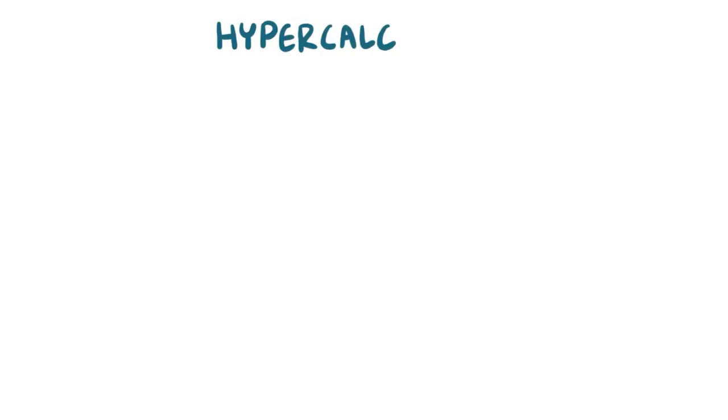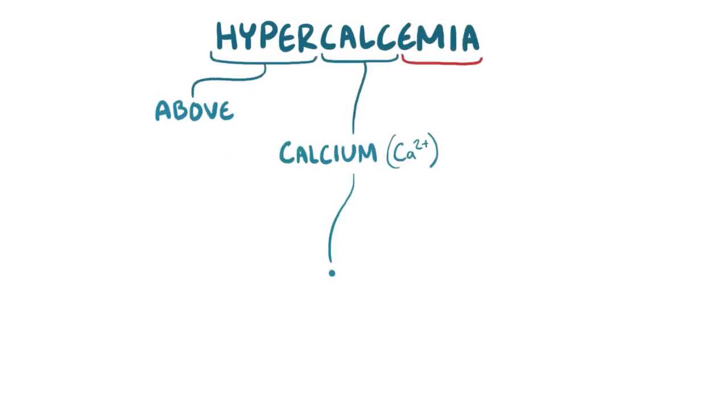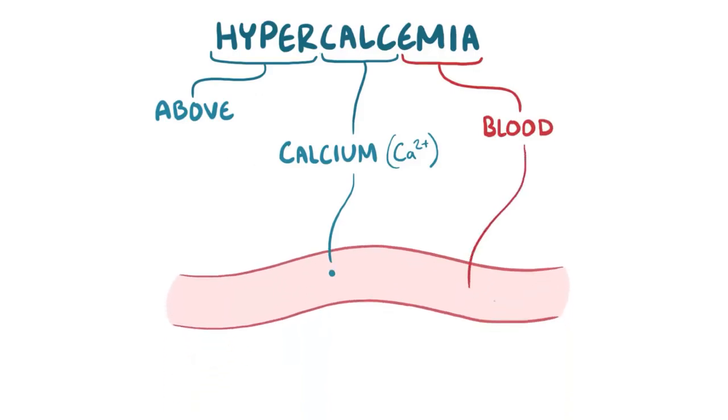With hypercalcemia, hyper means over, calc refers to calcium, and emia refers to the blood. So hypercalcemia means higher than normal calcium levels in the blood, generally over 10.5 milligrams per deciliter.